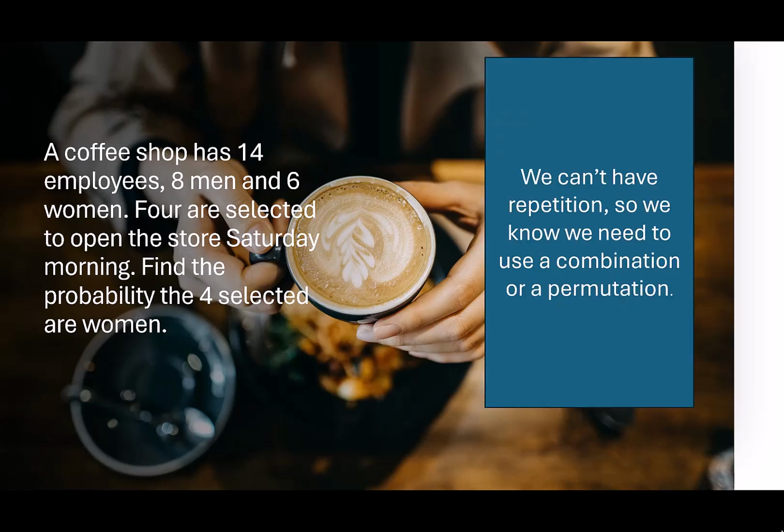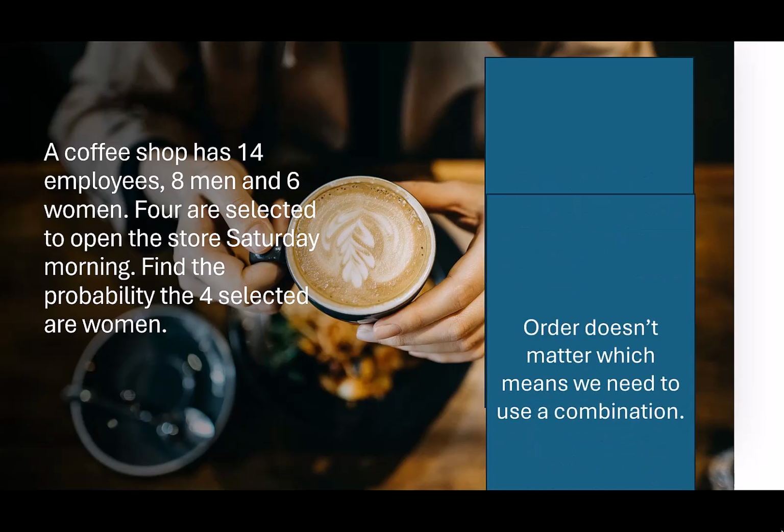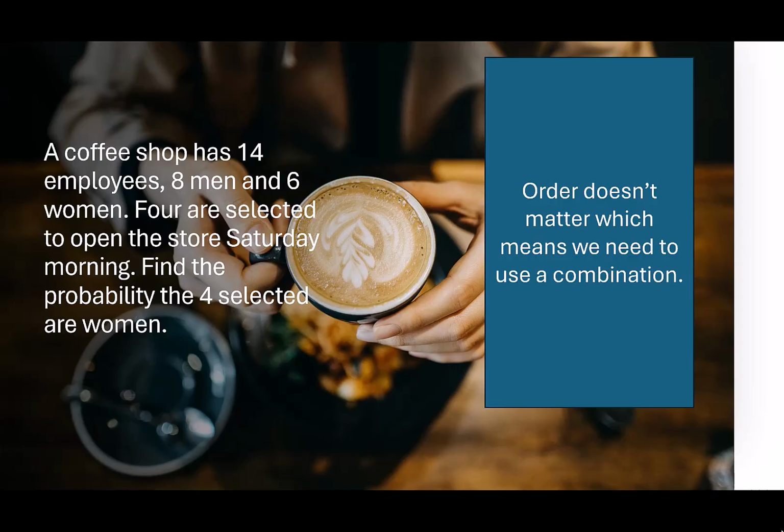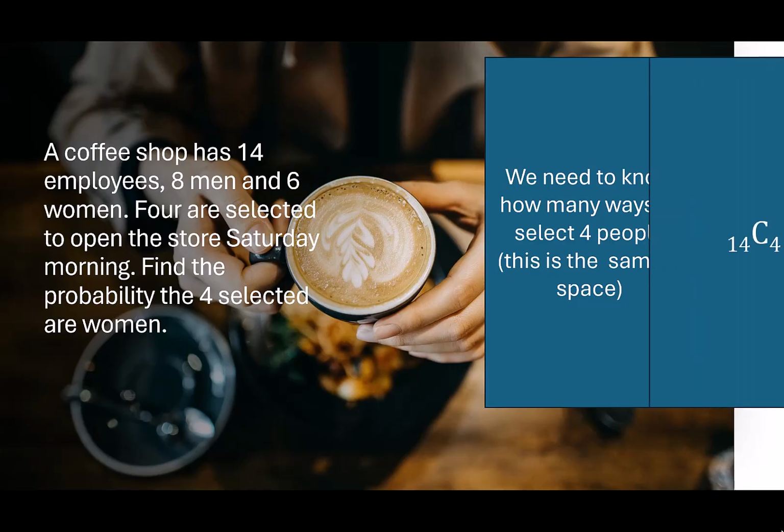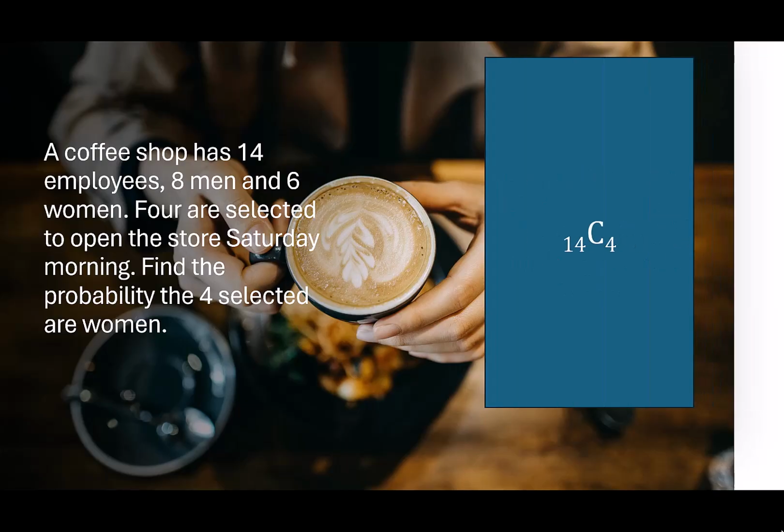Since we can't have repetition, we know we need to use a combination or a permutation. But when we select the people to open the store, who we pick first, second, third, or fourth doesn't matter. So because order doesn't matter, we know we're going to use a combination. We'll start by finding the number of ways to select 4 people in general. This will be our sample space. We have 14 employees and we're selecting 4. So we know our sample space is a combination of 14 choose 4.